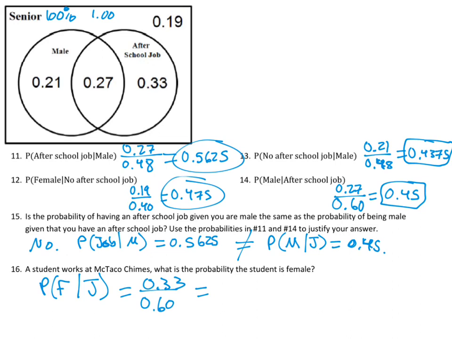All right, did you get it plugged in? Did you get it figured out? Did you get 0.55? Because that's what I got. So, ta-da, there you go. There's your whole bunch of conditional probability stuff.